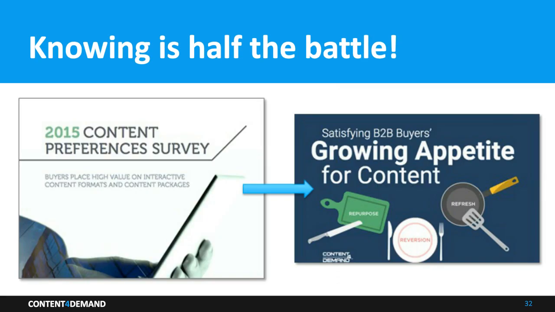Okay, so here's just a good sample. We took last year's content preferences study, and we made an interactive infographic, this growing appetite for content. As I said, we'll make this available in the hub, or we'll send this out via email. But you can see how we went from a research report into an interactive infographic. So just another way to think about things I already have and how we can make them interactive.